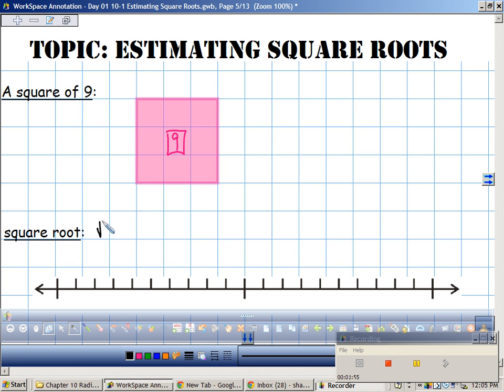So actually, the square root of 9 is 3, right? That's what square root means. It's the inverse of finding the area of a square. If I need to find the area of a square, I just multiply 3 by 3. If I need to find the side of a square, I just take the square root of the area.